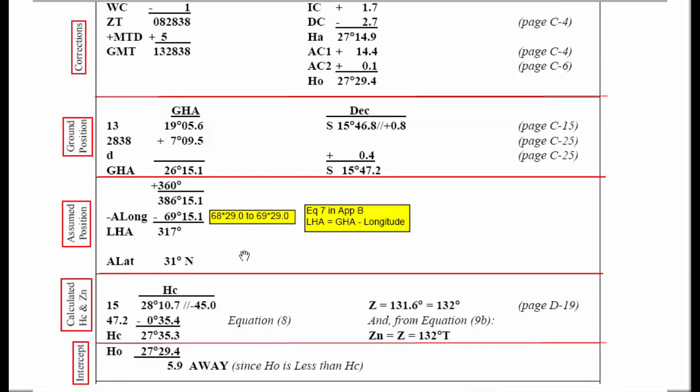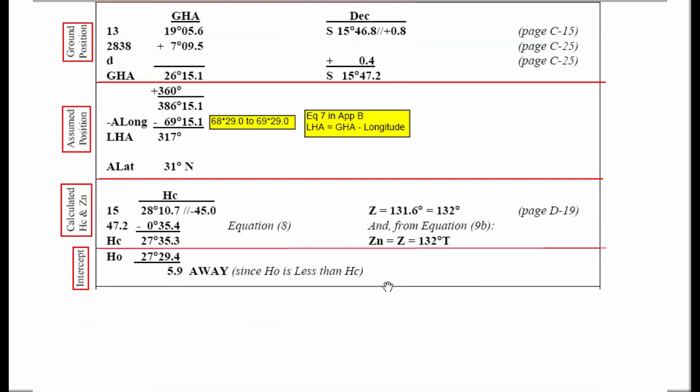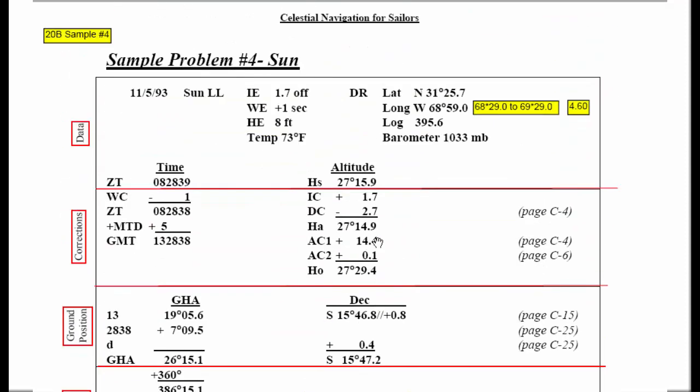And the next section is where we assign an assumed longitude and an assumed latitude, and we compute the LHA, that is the local hour angle. Then the next section is where we calculate the HC, that is the computed altitude, and the ZN. And then the last section is calculating the length of the intercept. So we'll take each of those sections one at a time and go through them in some detail.